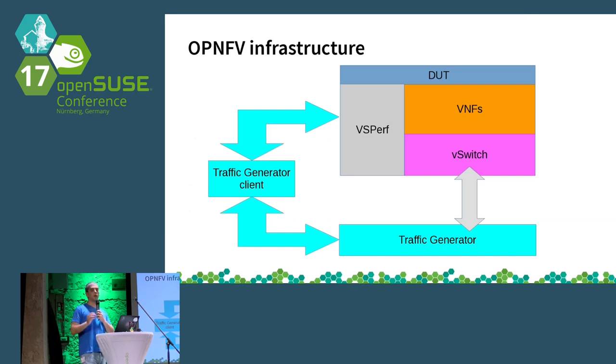But basically, VSPerf uses its own configuration files for traffic, for which vSwitch to be used, if you're using a specific VNF or not. All this configuration is collected, packed in a config file, which is shipped to the traffic generator, in the form of a Lua configuration file. That's because MoonGen is based on Lua. It's copied in a specific folder where the traffic generator picks it up and starts running the flows.